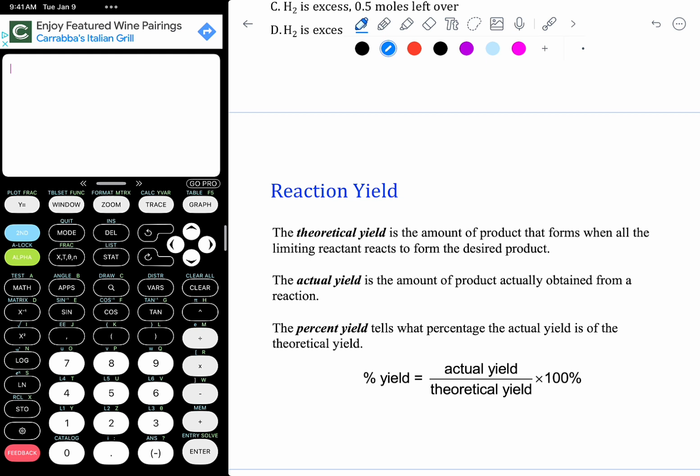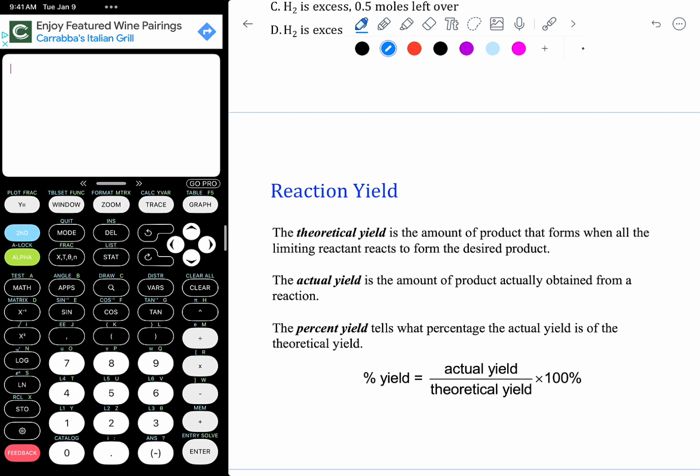The theoretical yield is the amount of product that forms when all of the limiting reactant reacts to form the desired product. Nothing goes wrong. That's our perfect world assumption. So when I have 5 moles of hydrogen gas, it creates exactly 5 moles of water out. That is our theoretical yield.